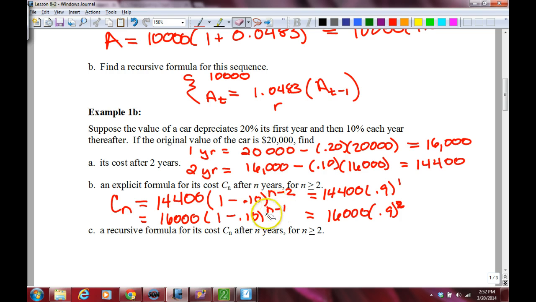Wait, how do you know what your n is? That's the number of years. They tell you that. Yep. But you put not, what is the not?